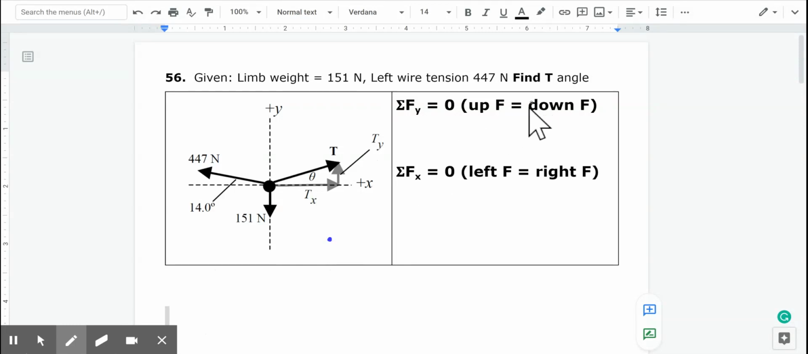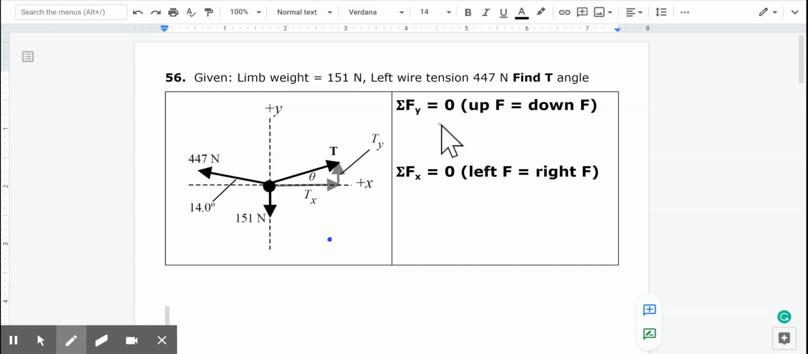All right, I want to give you a little help on a couple of problems in the homework. Problem 56 is a limb with a weight of 151 newtons falls on a cable. It creates two angles, 14 newtons, and an unknown angle of theta. It also creates an unknown tension. The procedure is the same.